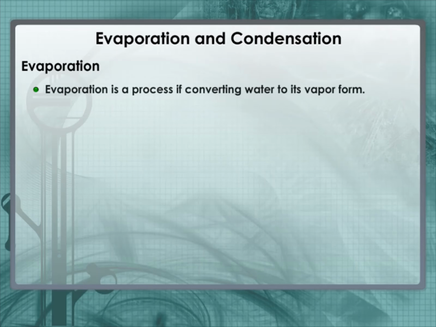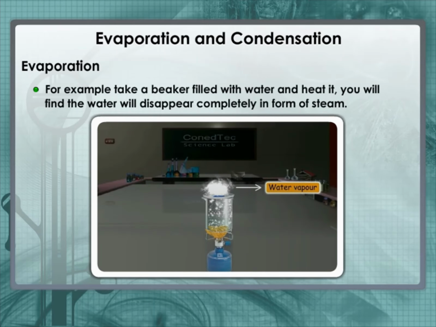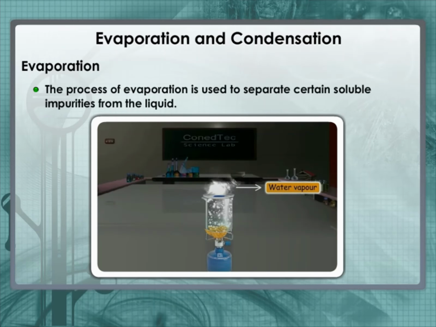Evaporation. Evaporation is the process of converting water to its vapor form. For example, take a beaker filled with water and heat it. You will find that water will disappear completely in the form of steam. The process of evaporation is used to separate certain soluble impurities from the liquid.